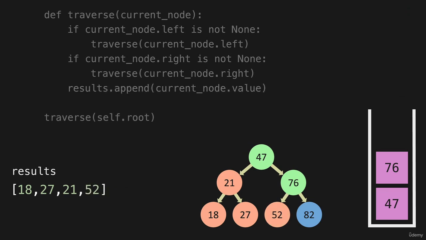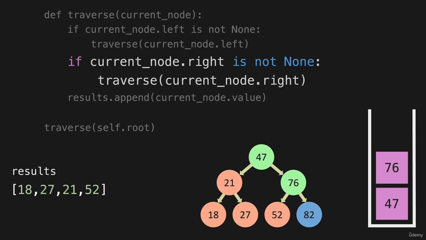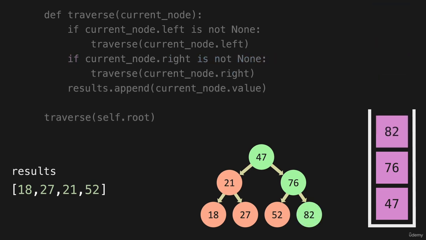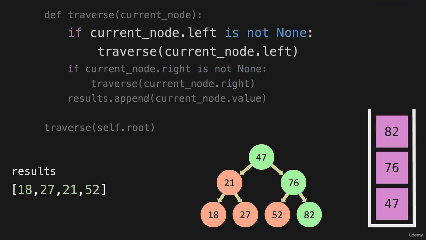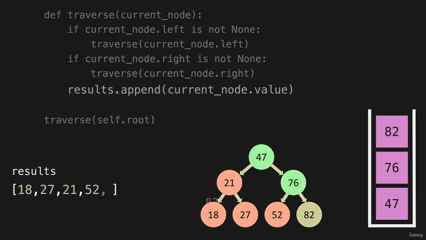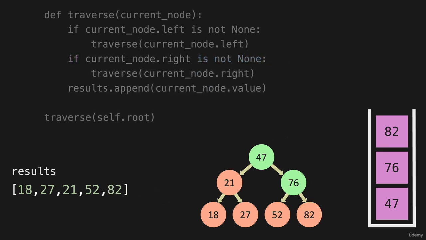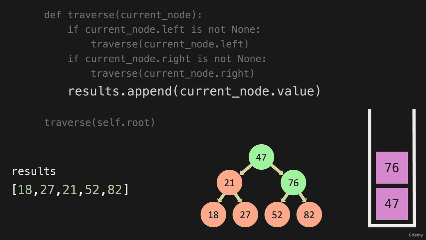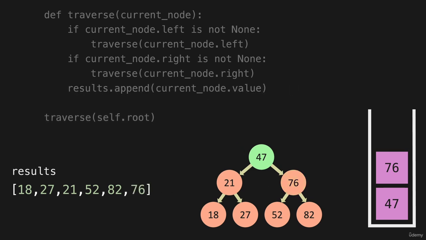The 76 has gone left, now it can go right, so we'll add the 82 to the call stack. It will look to the left, it will look to the right, and then finally append its value to the results list like that. We'll pop that from the call stack. Now the 76 is at the top of the call stack. It has gone left, it has gone right. Now it can append its value to the results list like that, and we'll pop that from the call stack.